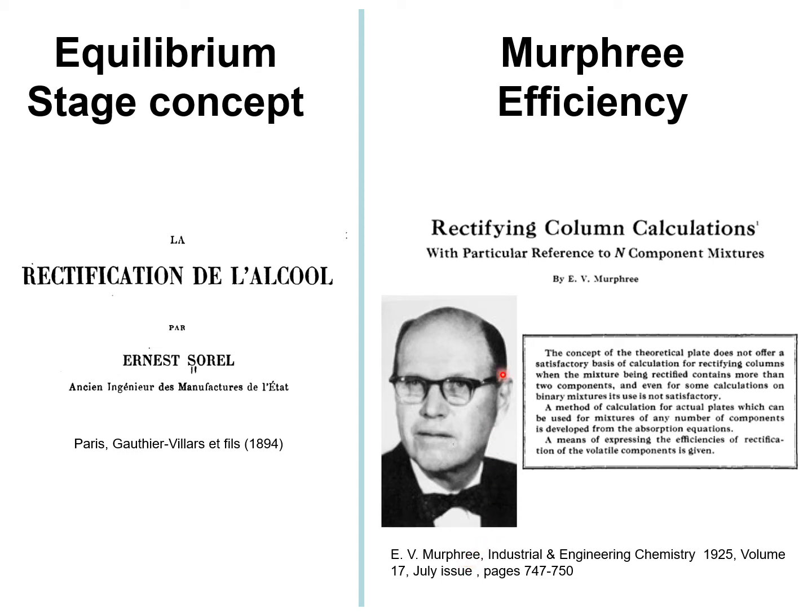Murphree wrote in his seminal paper, "The concept of the theoretical plate does not offer a satisfactory basis of calculation for rectifying columns when the mixture being rectified contains more than two components. And even for some calculations on binary mixtures, its use is not satisfactory."